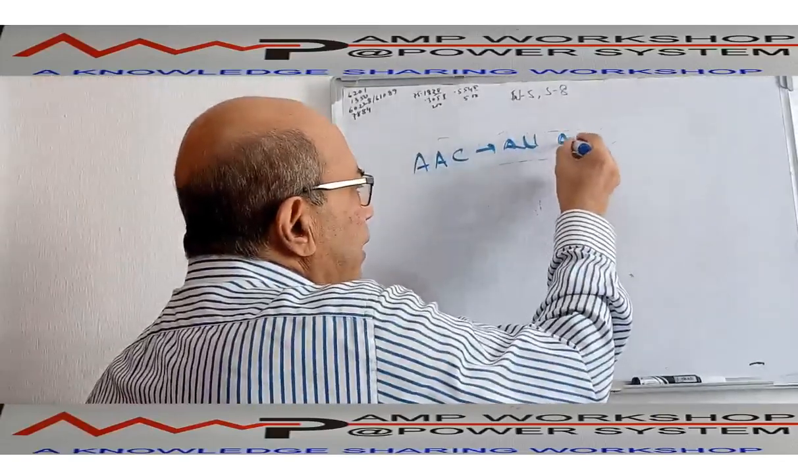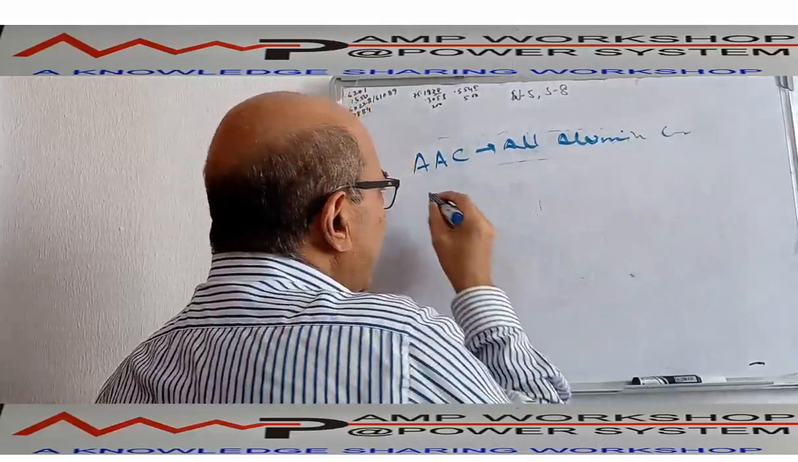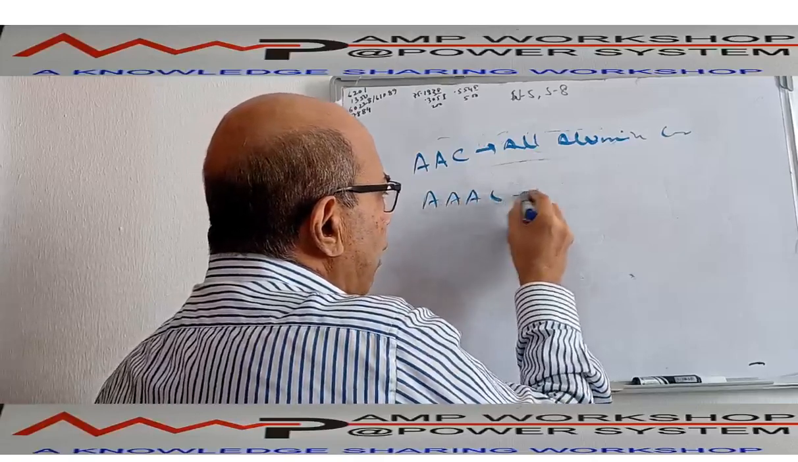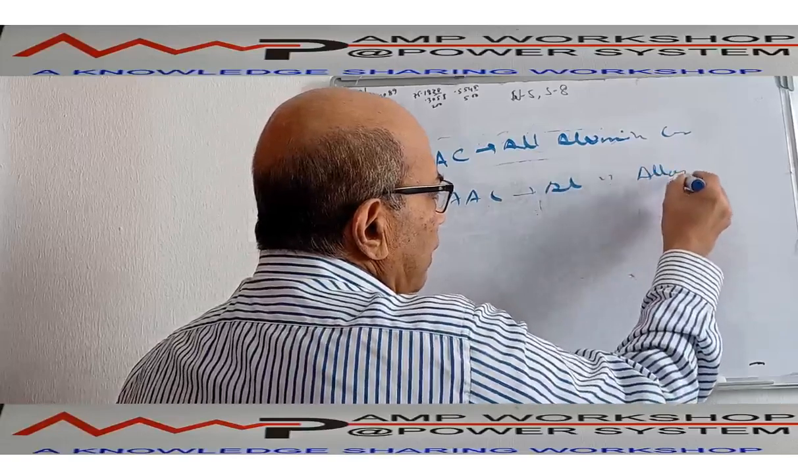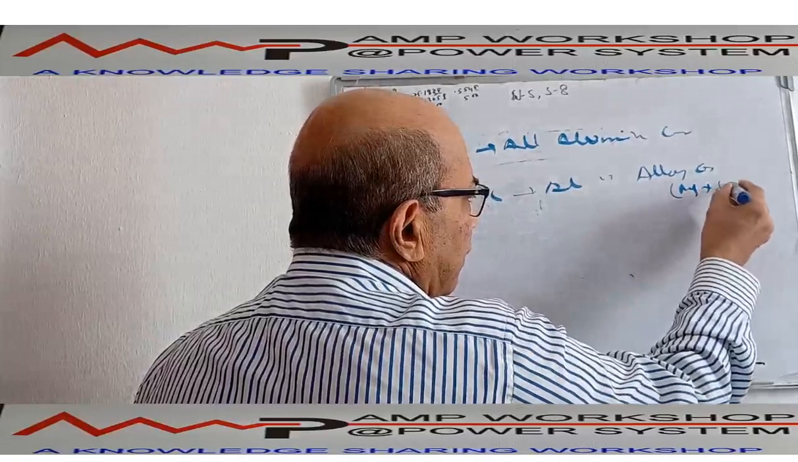Second, we call it AAAC. It is called all aluminium alloy conductor. Alloy, we have said how we get the alloy conductor, by adding magnesium and silicon with aluminium.